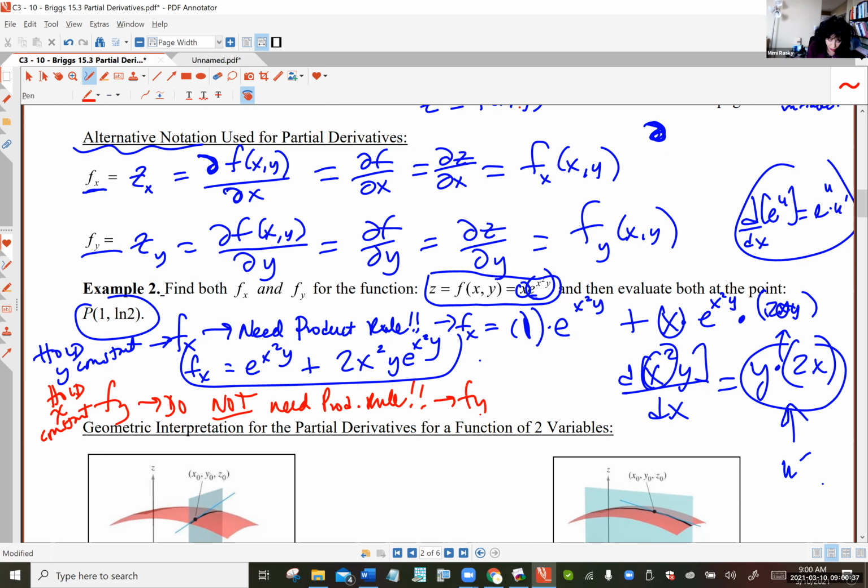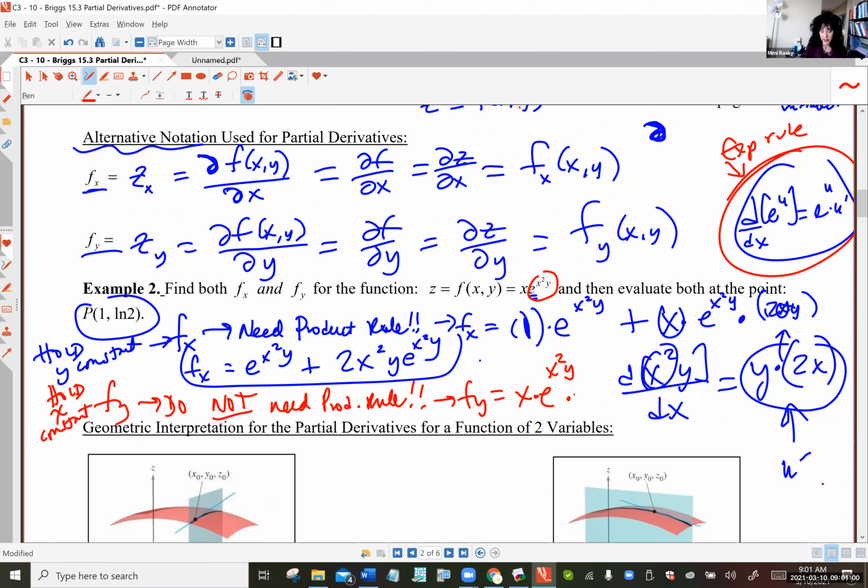So you're just going to go fy, you copy down using the constant multiple rule, x, times the derivative of the exponential, which is e to the x squared y, with respect to y now. So you're still going to use this exponential rule for derivatives that you learned from Calc 1. So you're going to go e to the u times u prime. So what's the derivative of x squared y with respect to y now? That's a different story, right? X squared. Yes, it's just x squared, just the multiple.